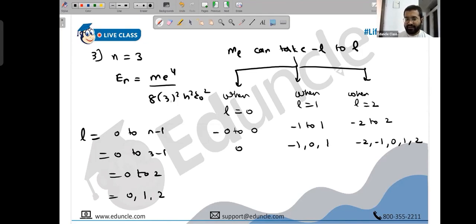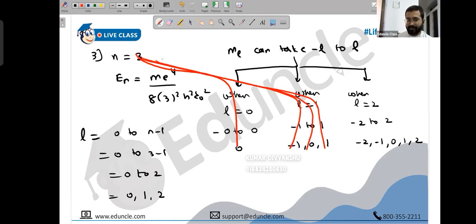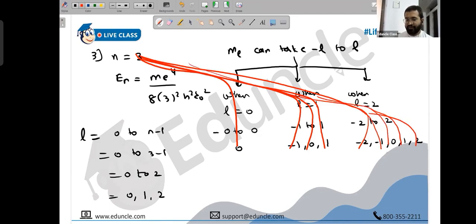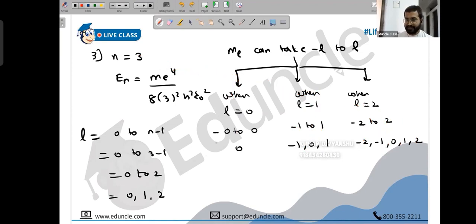So these values. So what is the degeneracy? As we understand, 3, 0, 0, 1 possibility. 3, 1 minus 1, 3, 1, 0, 3, 1, 1, 3 more possibilities. 3, 2 minus 2, 3, 2 minus 1, 3, 2, 0, 3, 2, 1, and 3, 2, 2, 5 more possibilities. We have got 5, 6, 7, 8, 9. 9 possibilities this time, people. Degeneracy is 9.